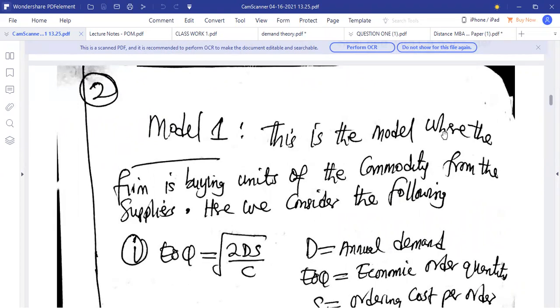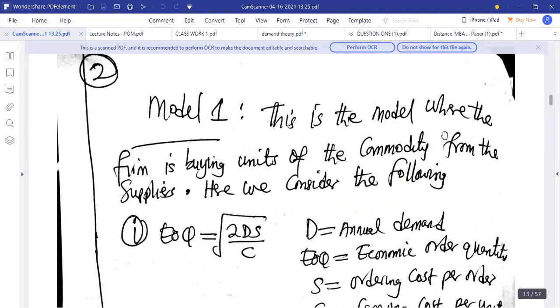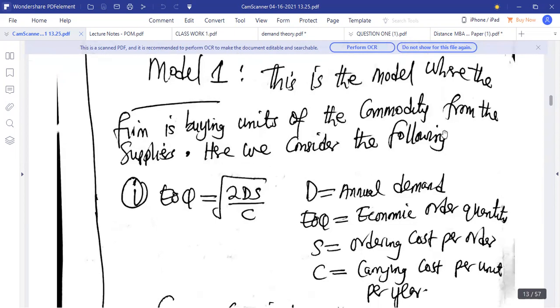So for this one, we consider the following. The first aspect, you look at the EOQ, the economic order quantity. So how many units of commodity can the firm order from the suppliers? So there, that's the EOQ, economic order quantity.